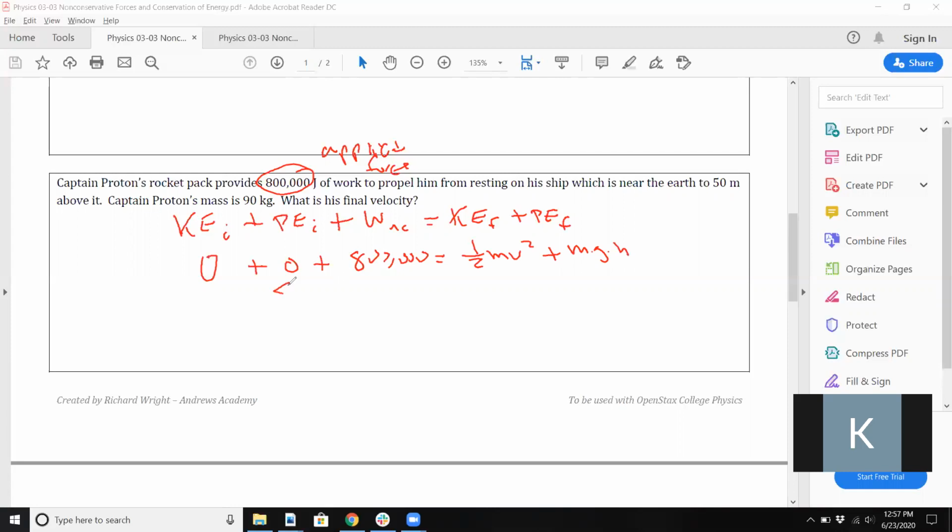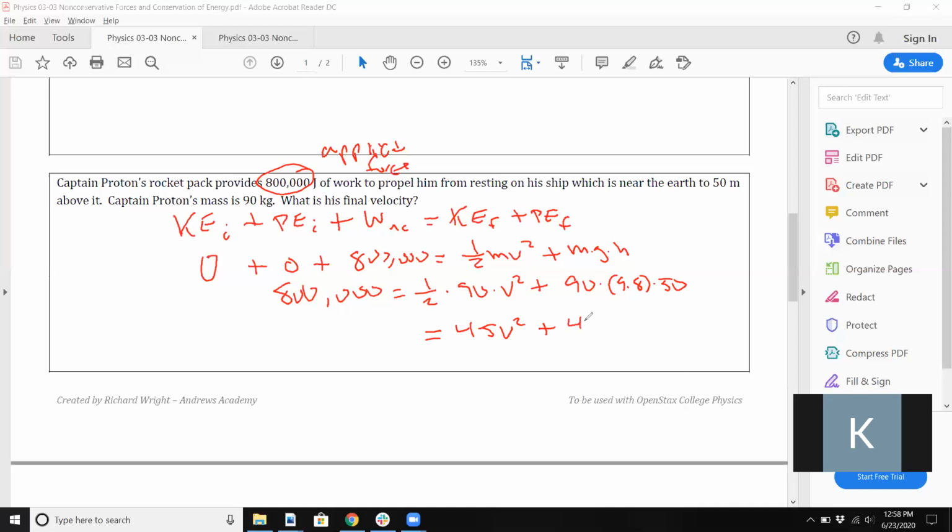Well, obviously I have 800,000 equals 1/2. Your mass is 90. Velocity we do not know. That's what we want to find. The mass again is 90. The gravity is 9.8. And the height, of course, gets to 50. And you're just solving for V. That's all you're doing. So if you do your math correctly, that should be 45 V squared plus, let's see here, 90 times 9.8 times 50.